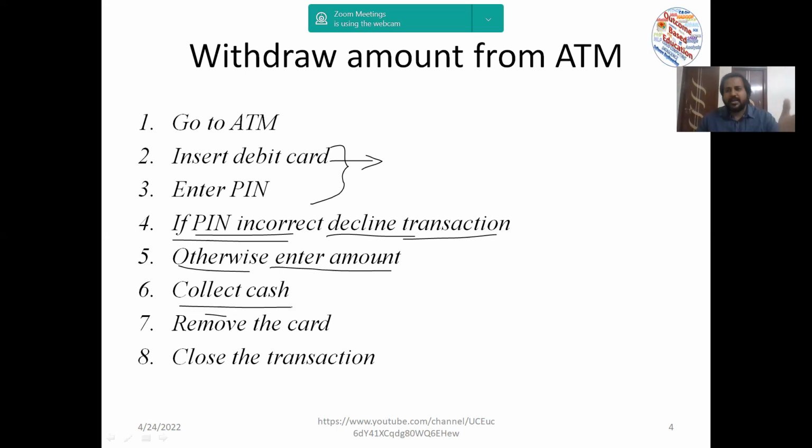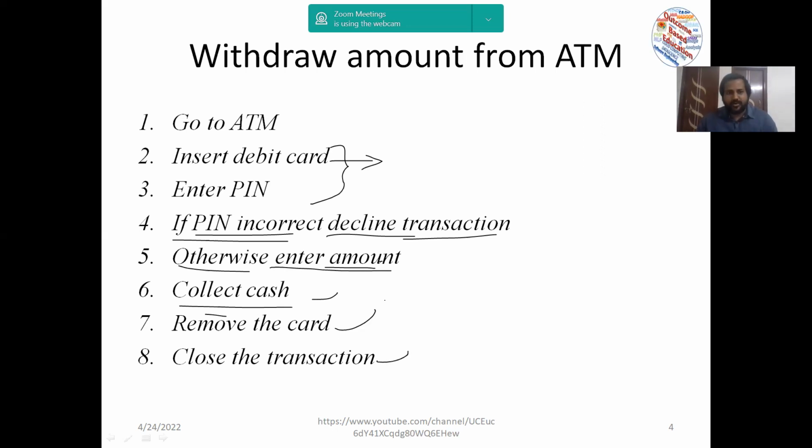I have given some important steps here. After entering the amount also, you can add some more steps. If the amount is available, then you can withdraw the cash and continue the transaction. Otherwise, the amount is not available, so the transaction is going to close and you can remove the card. So the steps will vary based on your analysis. If it is the success case, you collect the cash, then you can remove the card and close the transaction.